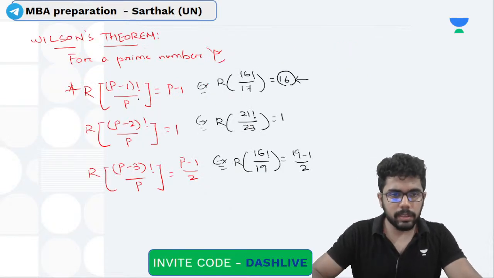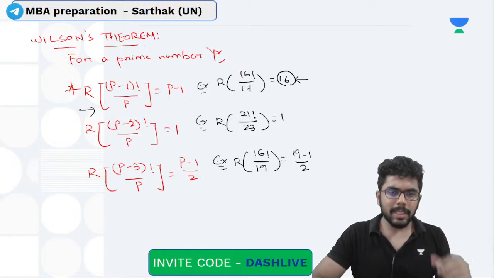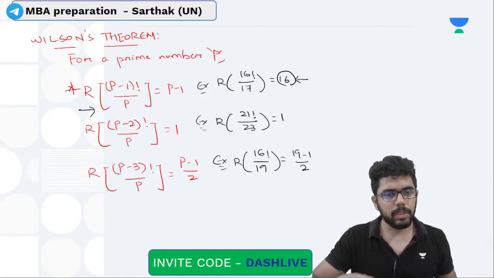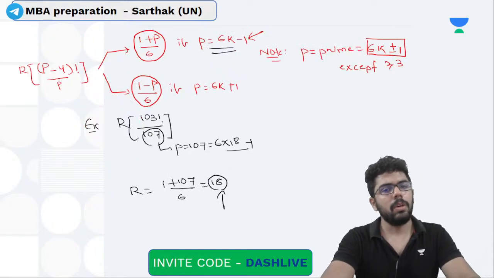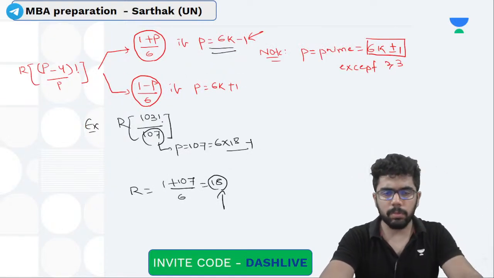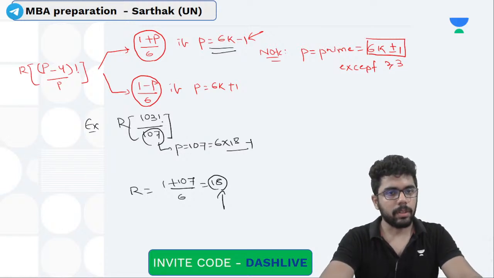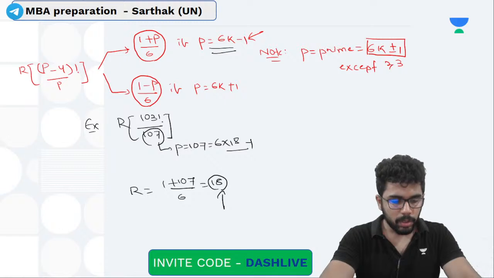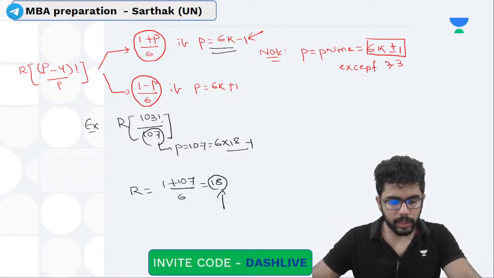The actual clause is this, remainder of p minus 1 factorial divided by p. This is the actual theorem. All these things are derived from it. p minus 2, p minus 3, p minus 4, p minus 5, we can derive the formula too. No need to remember the formula. Okay, hope this makes sense to all of you. Very basic questions, not very difficult questions.